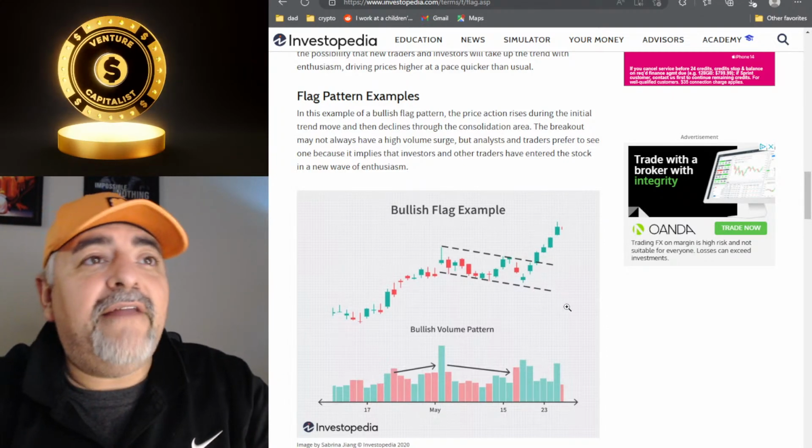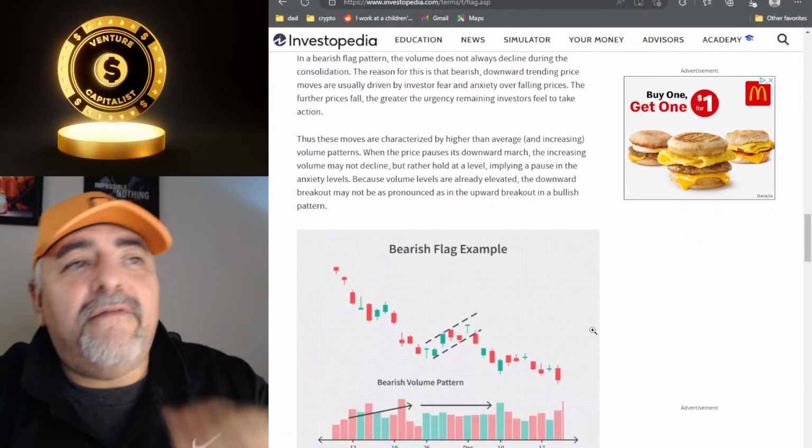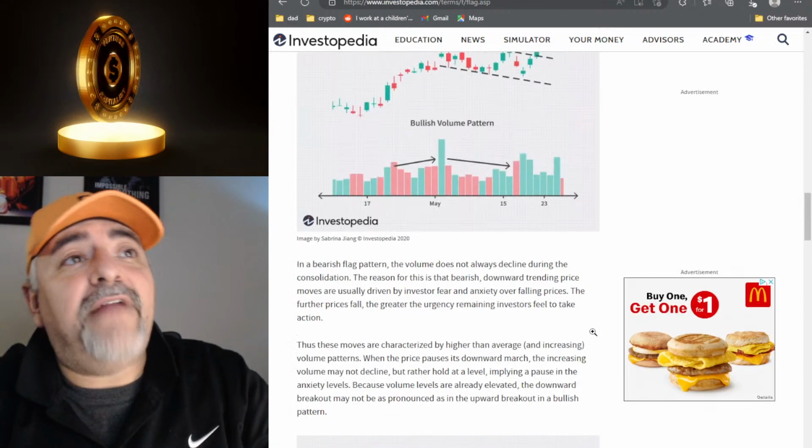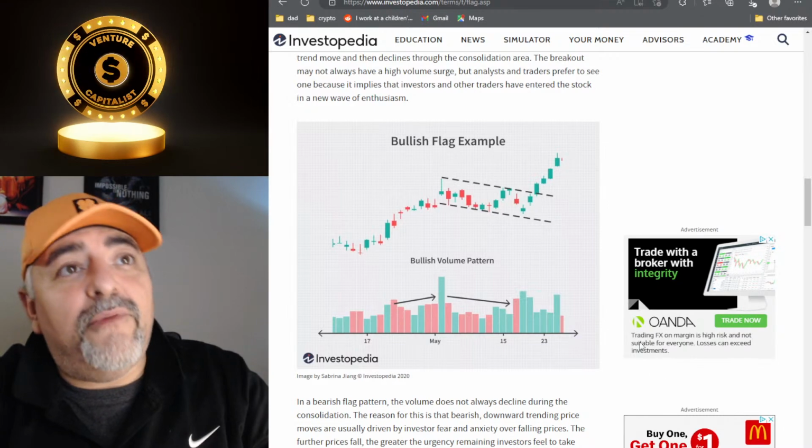There's your move. Okay, guys. So you want to focus on this pattern. Read up on the bear and the bull flag pattern. Now this is the bearish flag. Here, the move was up, then consolidation, and then a breakout.